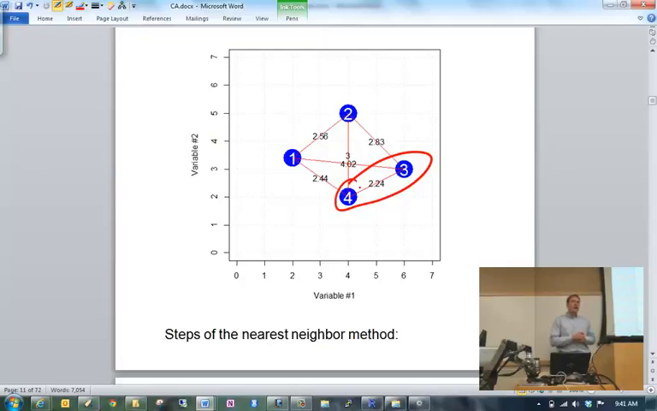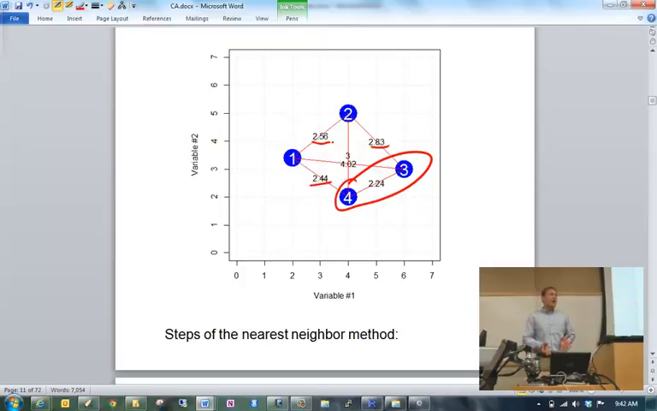Now, in order to define the distance between, let's say, observation 1 and this cluster, I look at the minimum distance. So what would be the minimum distance? The 2.44. Okay. What's the distance between observation 2 and the cluster that has 3 and 4? 2.83. So where I've drawn the lines under, those correspond to the distances I'm looking at.